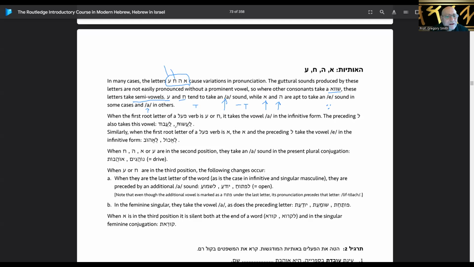All right, when the first root letter of the pa'al verb is Chet or Ayin, it takes the vowel which is the A sound. That's probably a patach or a kamatz. In the infinitive form, the preceding lamed also takes this vowel. So la'avod. So it is patach. There it is right there. That bar, we call that patach. Okay, so it's an A sound. Here's la'asot. So to do, I think is that one, right? La'asot. To make, to do. It comes from asa, to make, to do. La'asot.